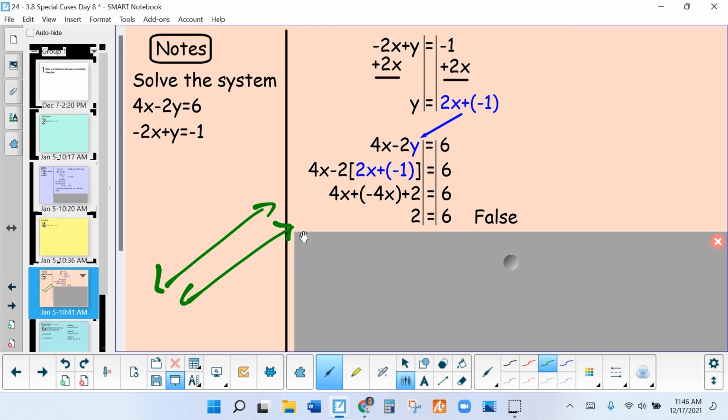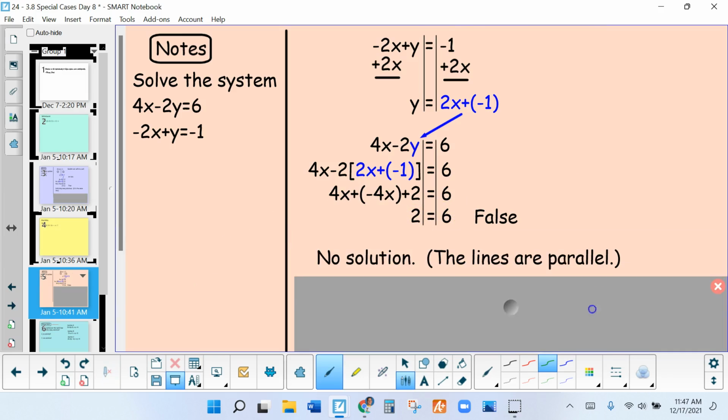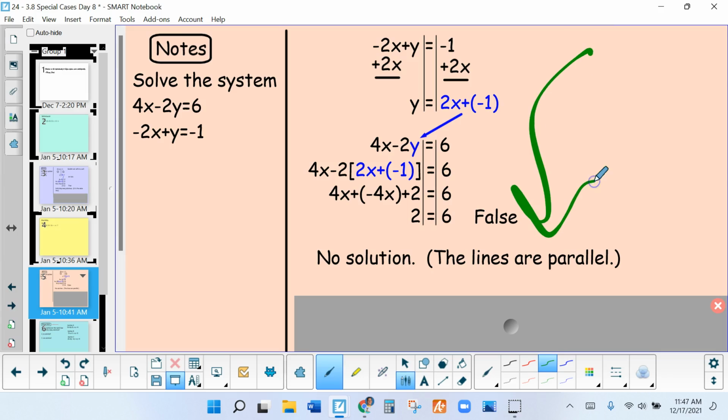How do we know that? We did the substitution method. Our x's canceled out. And instead of them being the same line, when these numbers are the same, they were different numbers, which means they're parallel lines. So I need you guys to finish your notes. No solution, because the lines are parallel. That's why there's no solution. How do we know they're parallel without graphing? This happens. No x's, false, parallel lines. No solution.